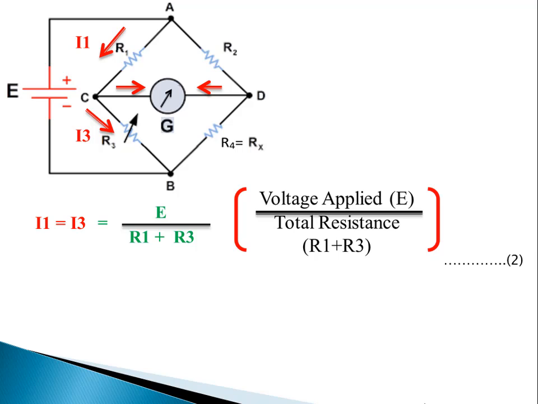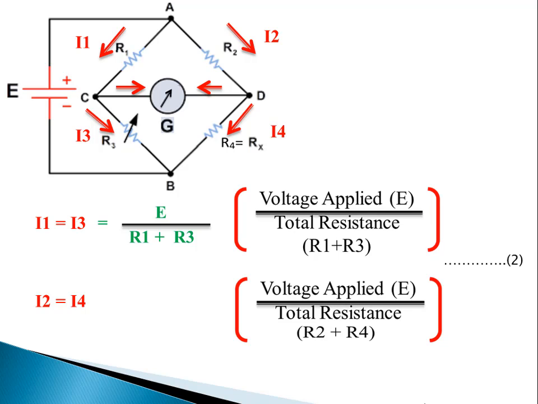Similarly, if the current flowing through the resistor R2 and the current flowing through the resistor R4 are equal, then we can write I2 is equal to I4. According to Ohm's law, the current flowing through the resistors R2 and R4 is equal to the voltage applied across the circuit divided by the total resistance, that is R2 plus R4. So we can write the equation as E divided by R2 plus R4. Consider this as equation number 3.